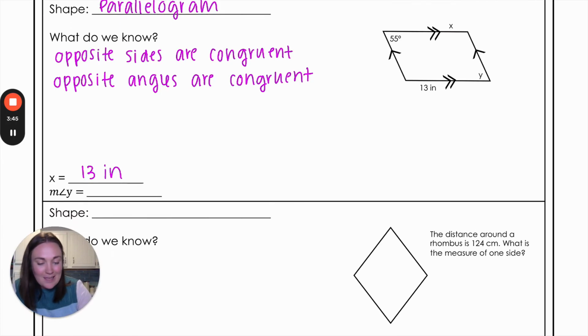Now looking at those angles, I'm looking at angle y. The angle opposite is 55. So we know that the measure of angle y is also 55 degrees.